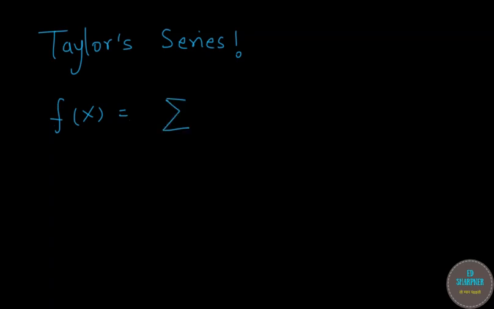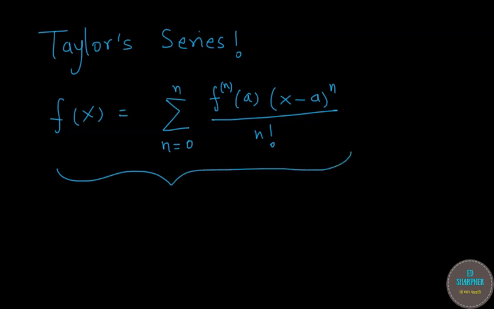So we can write f of x is equal to summation of a certain general term, which I am going to write here: the nth derivative of f of x at x is equal to a, times x minus a to the power n, divided by n factorial. And this n varies from 0 to n. So this is basically the Taylor series form.